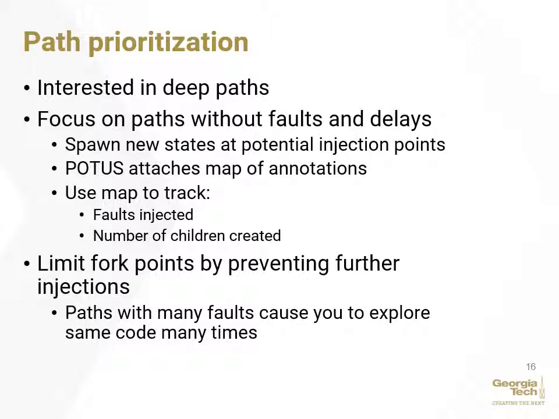POTUS actually attaches a map of annotations to each state, and this map is cloned every time a path forks. This allows them to track the amount of faults and children that they've created, and it also allows them to limit the number of fork points. And once the limit of faults was achieved, they stopped because they believed that paths with high numbers of faults were likely to lead to exploring the same code many times, and it wouldn't have been very useful.